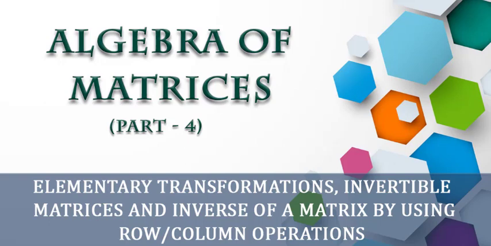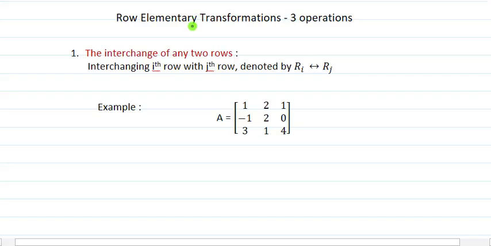In today's video, we shall come to know about elementary operations or transformations of a matrix. We are having two types of transformations. Number one, row elementary transformations. We are having three operations on row elementary transformations. Second is column elementary transformations. In this also we are having three operations. So let us discuss one by one.